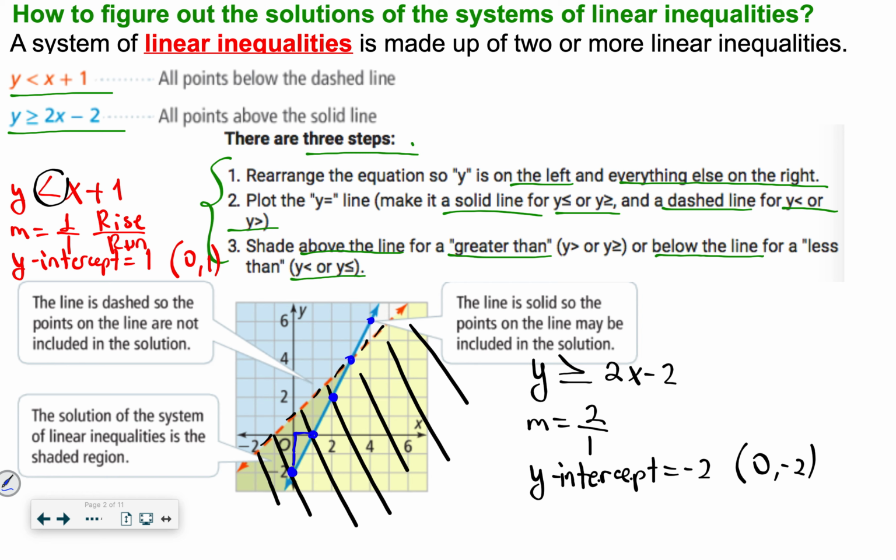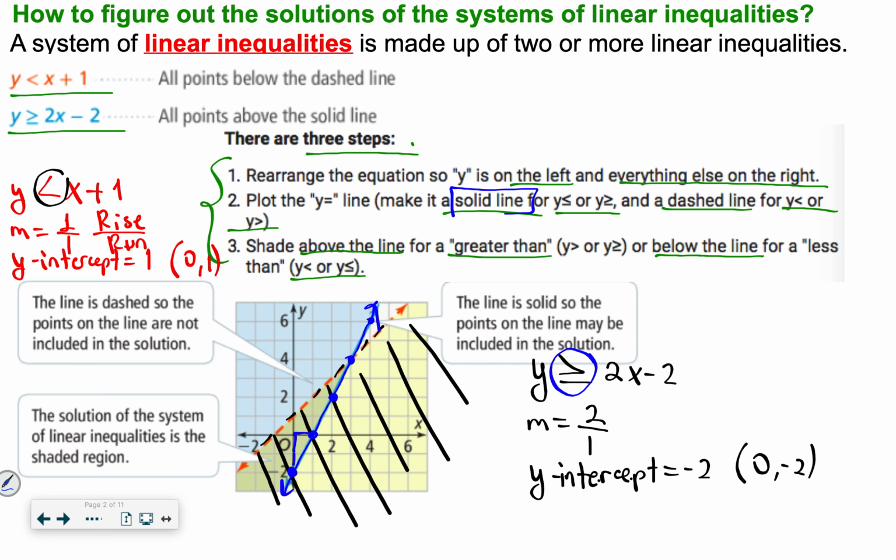After finding the points located on the line, step 2, we need to decide, are we going to use a dashed line or solid line? How are we going to understand? You need to check the inequality symbol. If the inequality symbol is greater than or equal to, we are going to use a solid line. This is the reason this is a solid line.